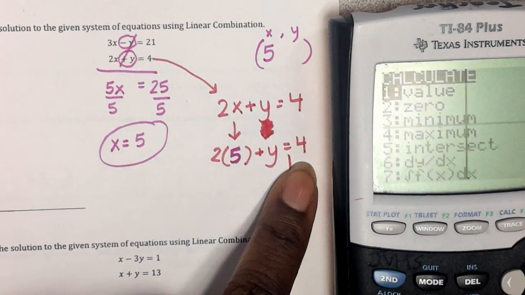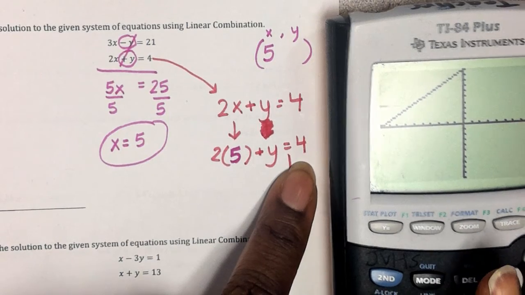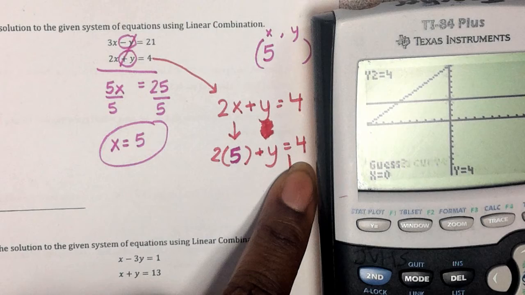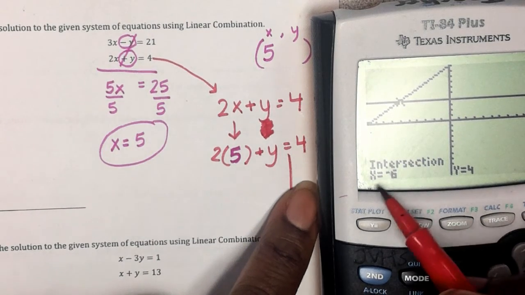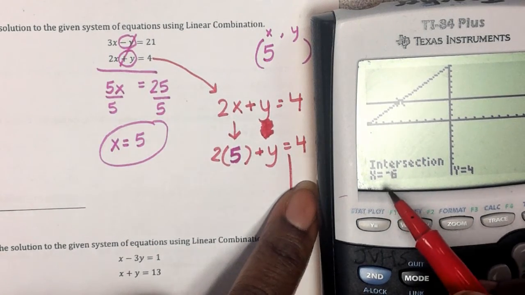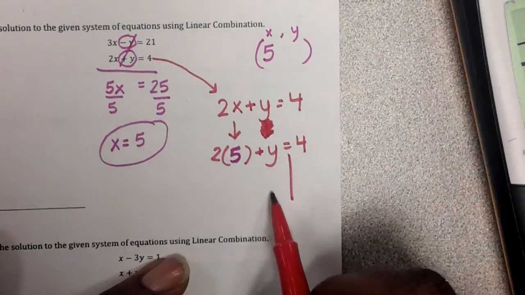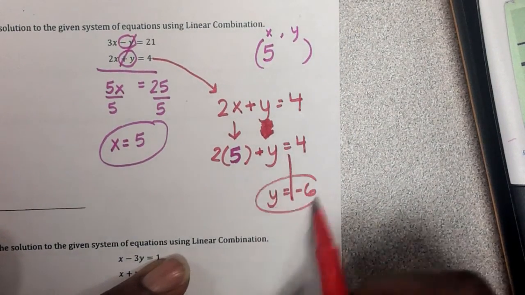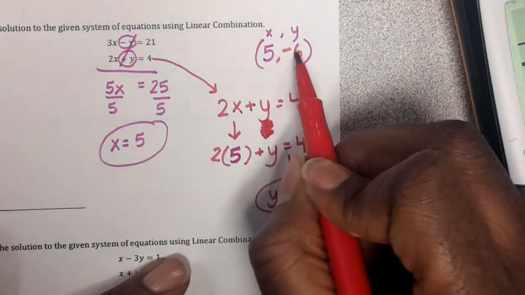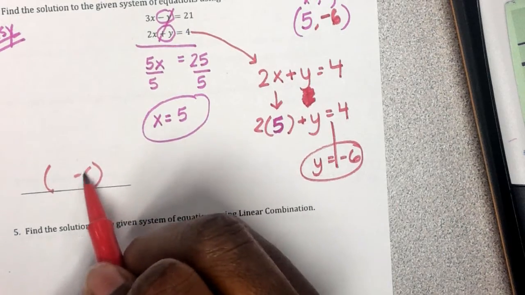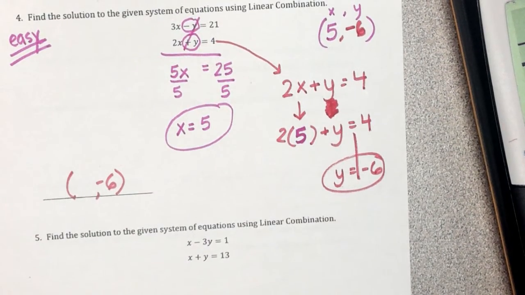Second trace, 5. I'm going to wait till it graphs. It clearly does cross somewhere. And my y is going to be negative 6. Remember, I had to change it to x. So the x is actually the answer. But it's a y equals negative 6, so I got my negative 6. So the solution should be 5, negative 6.